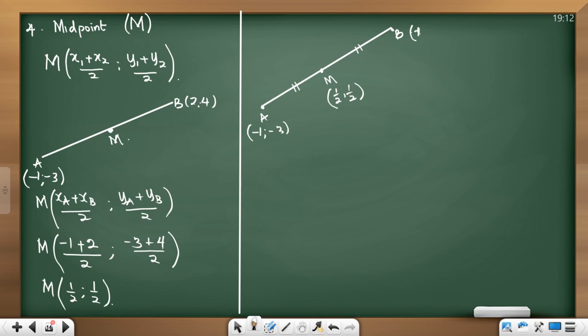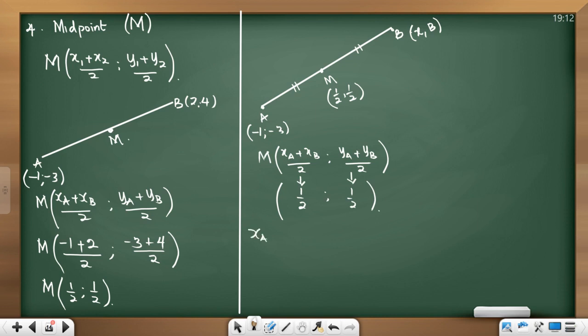I am now required to get this. Learners always struggle with this. Please look at what I'm going to do. I am given the midpoint, right? Which is XA plus XB over 2 and YA plus YB over 2. But what are those coordinates? I see it's given as half and half. What that simply means is this is equal to that, and that is equal to that.